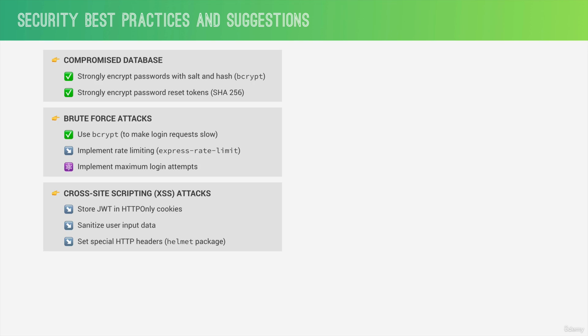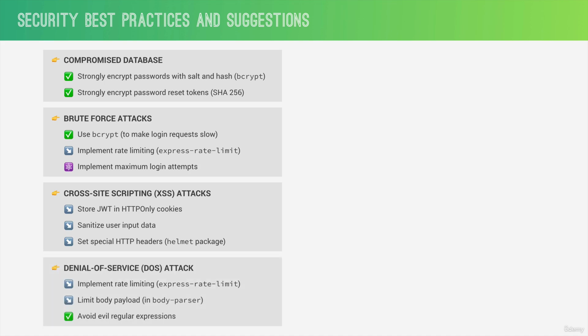Now, on the backend side, in order to prevent XSS attacks, we should sanitize user input data and set some special HTTP headers, which make these attacks a bit more difficult to happen. And Express doesn't come with these best practices out of the box, so we're going to use middleware to set all of these special headers.